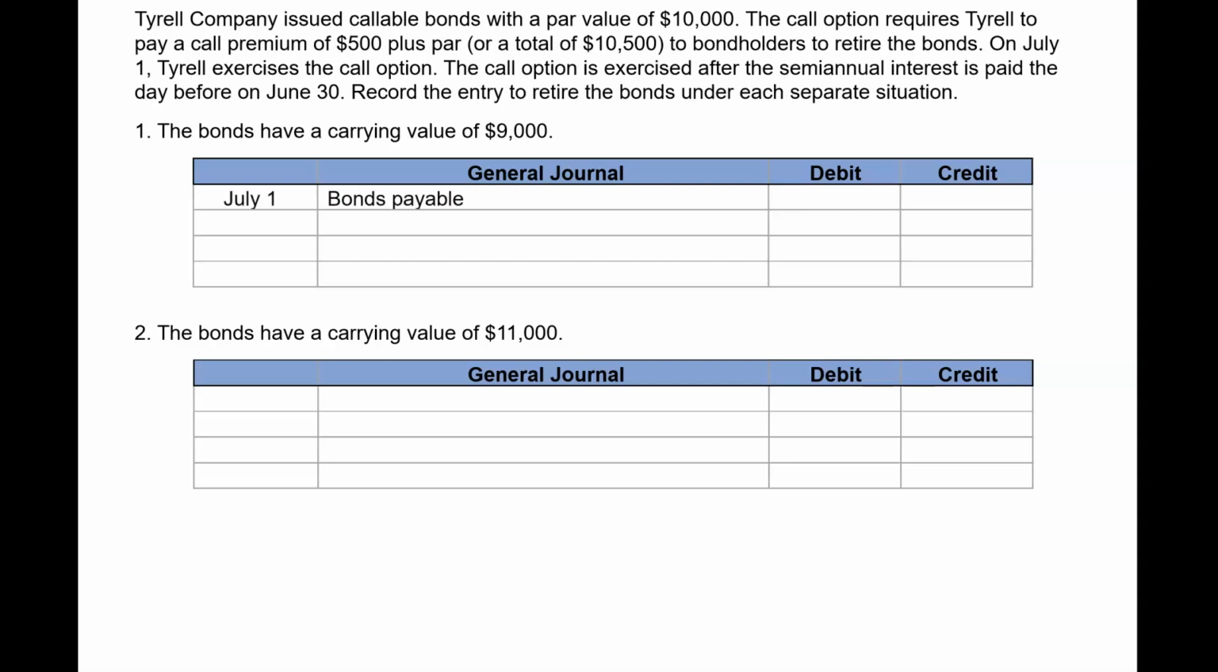Okay, so let's look at the carrying value of $9,000. The bond par value is $10,000, so that's what was put into bonds payable. So we will have to take it out of bonds payable to zero out that account. And that would be a debit of the $10,000.